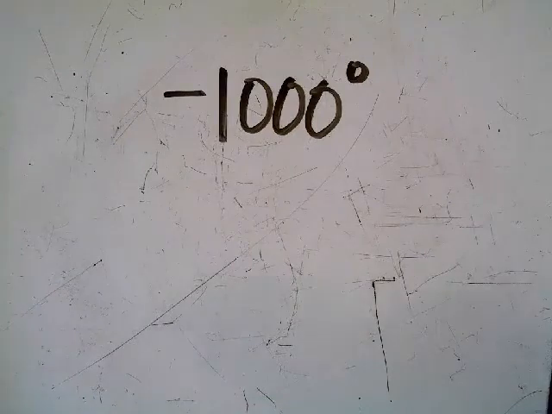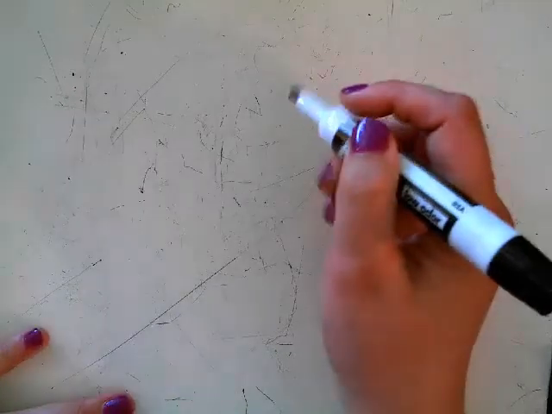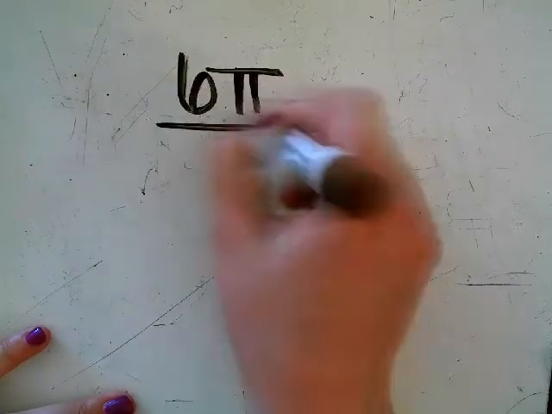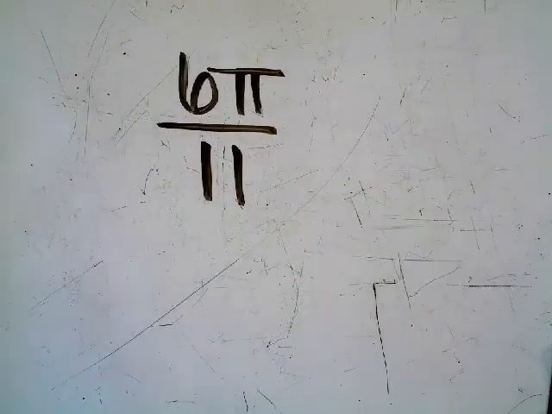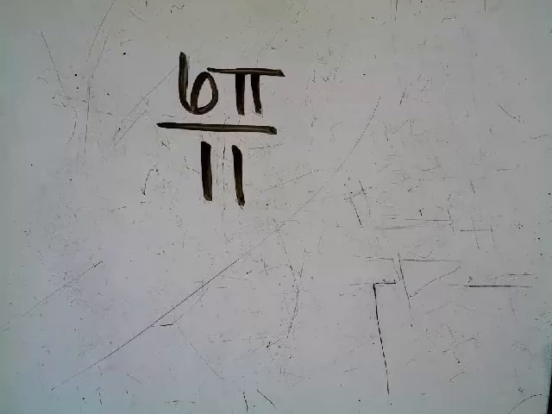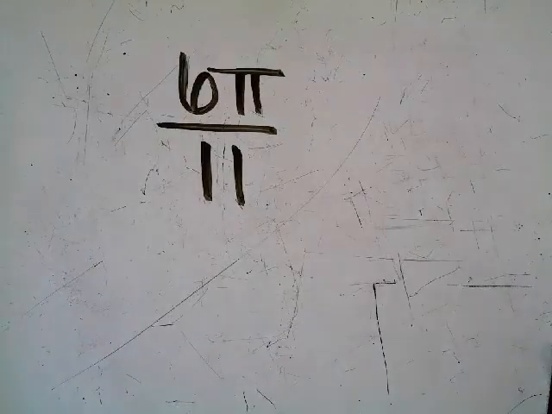All right, let's try 6 pi 11ths. These might be decimals, I don't know. They could be decimal answers, I'm just telling you now. 6 pi 11ths. So, what do you guys think we're going to have to do to convert it back into degrees? We're going to cancel out the pi's, which means we're not going to use pi over 180 this time, because that wouldn't cancel out the pi, would it? So how are we going to cancel out the pi?